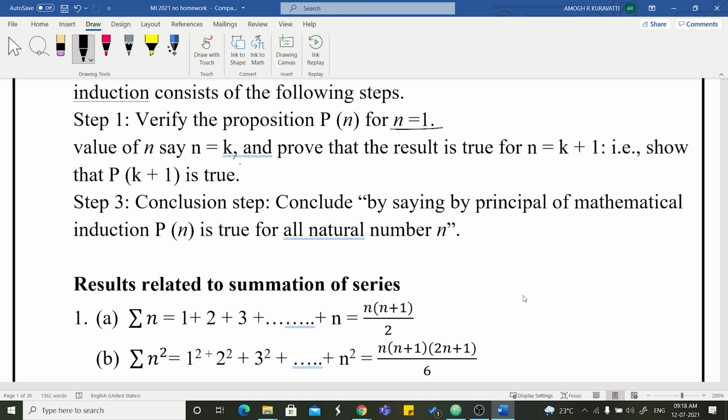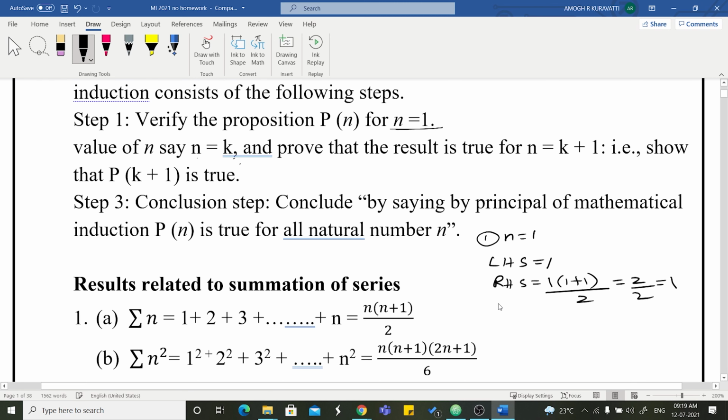Now here step number 1, for n is equal to 1, take LHS. In LHS, the last term is n, and the value of n we have taken is 1. So LHS is 1. Then take RHS. Put n is equal to 1. 1 into 1 plus 1 divided by 2. That is 2 by 2. 2 by 2 value 1.